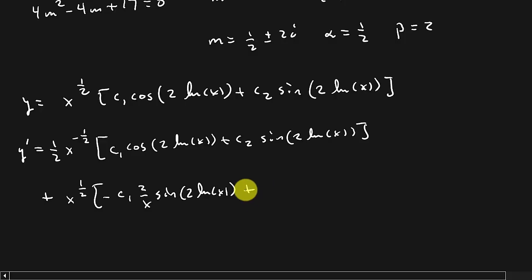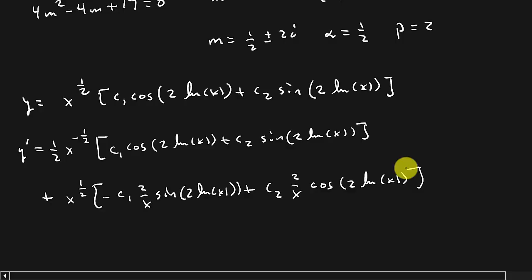Plus, I need another parenthesis there, plus, and then the derivative of sine is cosine, so that's going to be c2 cosine 2 natural log x times the derivative of what you're taking the sine of. Well, that's going to be 2 over x, and we'll close the bracket there.